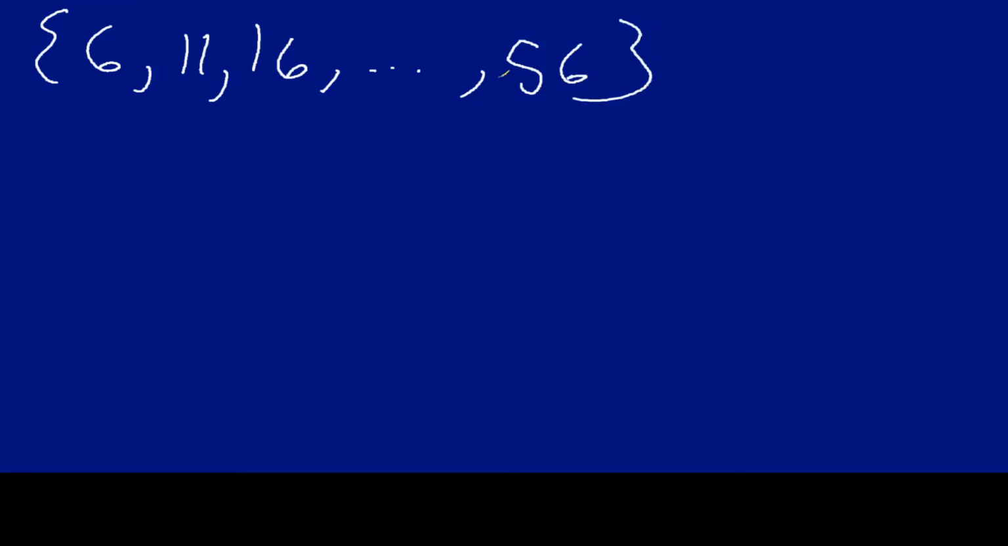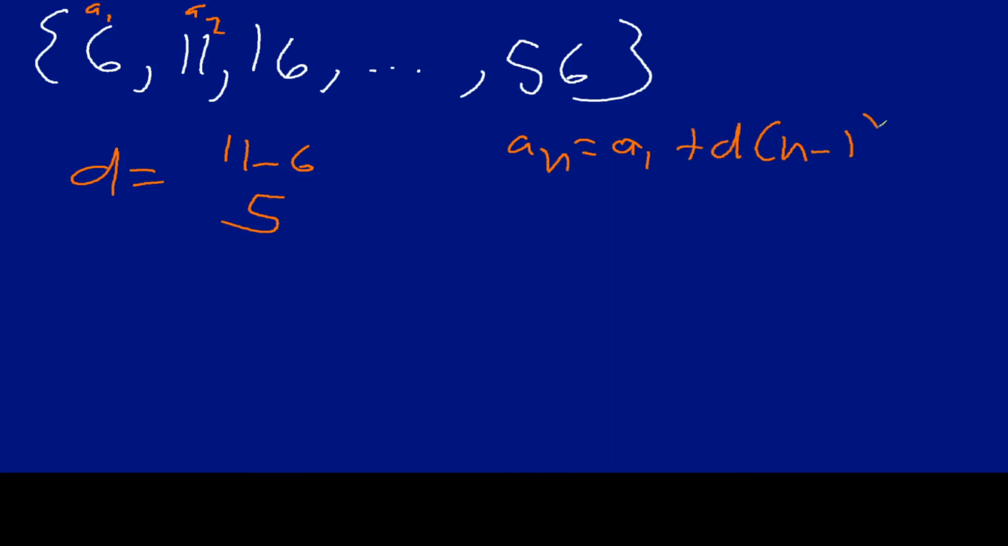The first thing that we need to do is find the difference. So I'm going to take my A1 and my A2. The difference is going to equal 11 minus 6, and that's going to be 5. All right? And so now, in case you forgot the generic formula, it's A sub n equals A1 plus D times the quantity of n minus 1, like that.